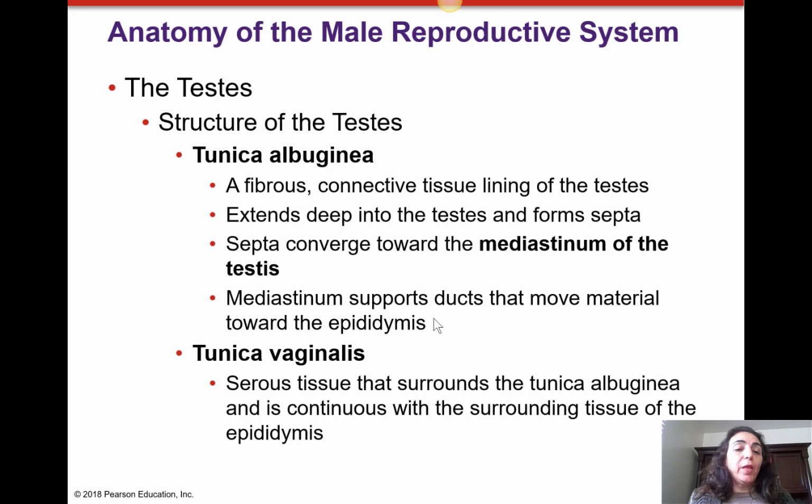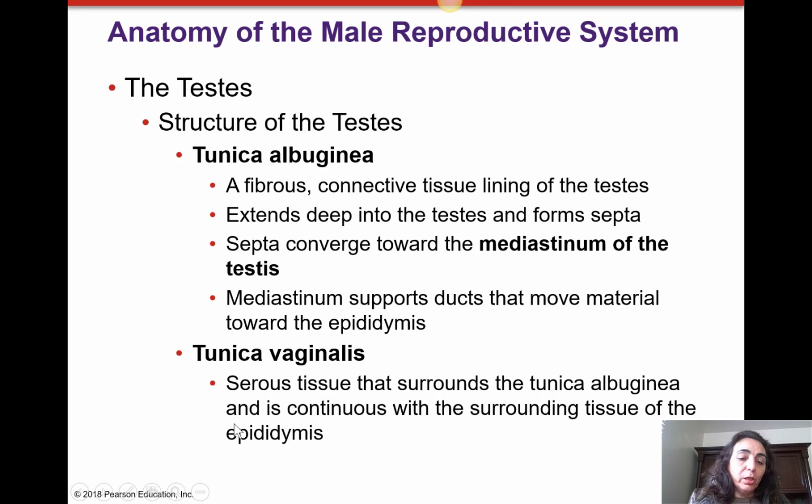So we said that around the testis we have a layer we call tunica vaginalis. That is a serous membrane, a serous tissue that surrounds the tunica albuginea. We're going to discuss tunica albuginea. This is a layer located under tunica vaginalis, and that one is part of the structure of the testis, right? So tunica albuginea is located under tunica vaginalis. When you open tunica vaginalis around the testis, you can see tunica albuginea.